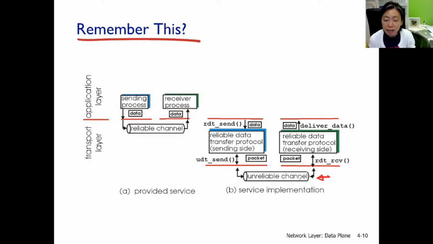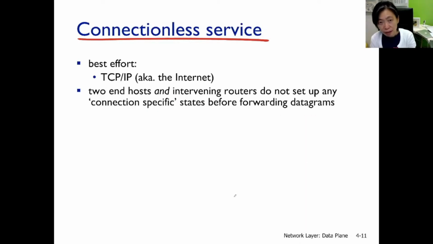What kind of channel are we providing here? Are we going to provide a more reliable channel or less reliable channel? A more reliable channel is one service model. A less reliable channel is one service model as well. And we could actually have a spectrum of different service models here. There are two major camps of service models.